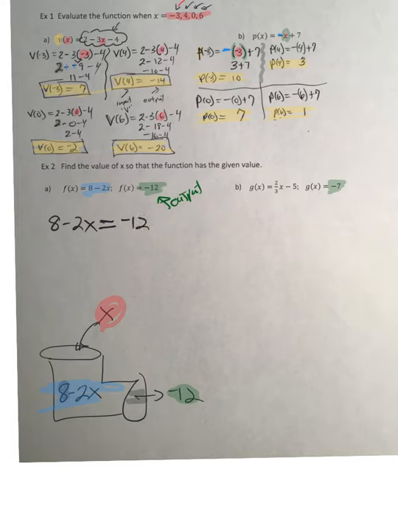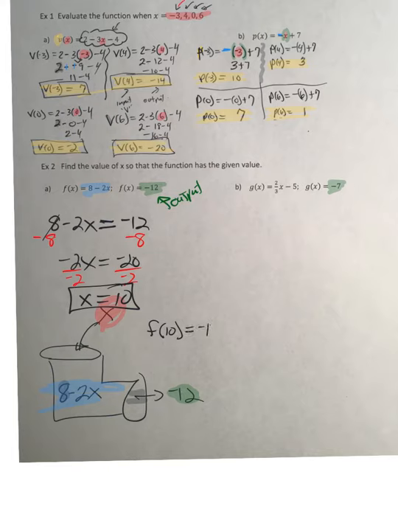And then we're going to go back and use our wonderful algebra skills, and we're going to undo 8 by subtracting 8 from both sides. So here come those algebra skills that we learned. And that's 0, so that's negative 2x equals negative 20. Then we're going to undo multiplying by dividing. So that tells us the input should have been 10. So the input is 10. That would give us an output of negative 12.